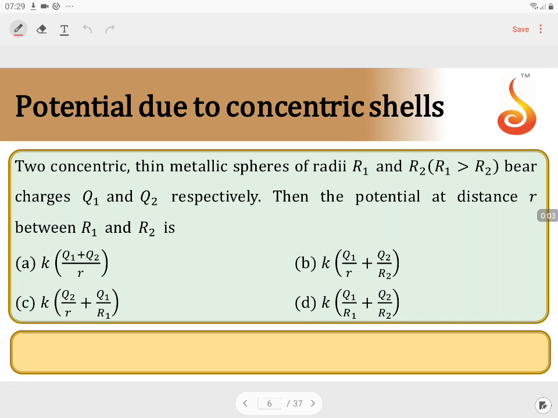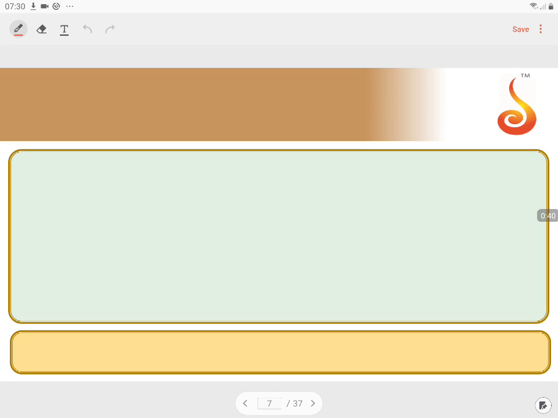Two concentric thin metallic spheres of radii r1 and r2, with r1 greater than r2, have charges q1 and q2 respectively. Then the potential at a distance r between r1 and r2 is, so here r1 is greater than r2 and we have charges q1 and q2. So q2, the sphere with the radius r2, will be the inner one and the sphere with the radius r1 will be the outer one. So we have to find the total potential in between these two spheres.